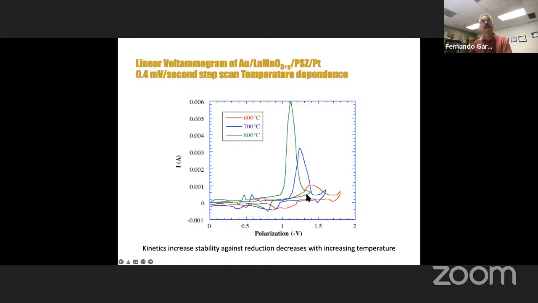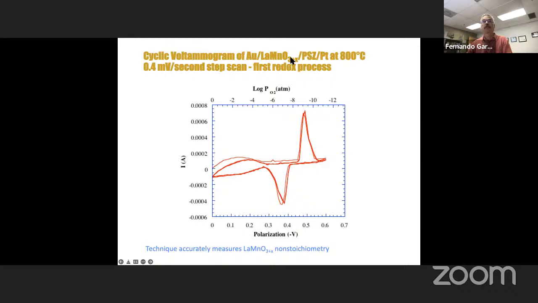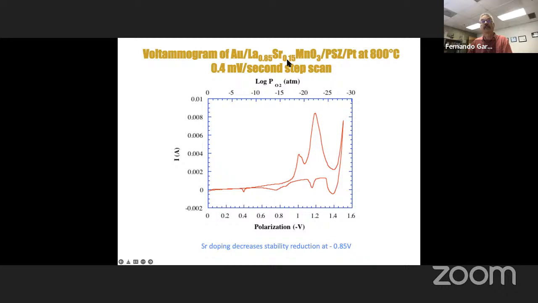There is a first reduction peak, which corresponds to this oxygen 3 plus X, which is quite reversible. And we can show here that we can scan back and forth and see the reduction and reoxidation of the lanthanum manganite back and forth by cycling. So it can measure the non-stoichiometry and show the reversibility of the kinetics. Here, when we dope it with strontium to improve the electronic conductivity and the catalytic activity, we can see that we have reduced the stability of the material. It starts reducing at a lower effective oxygen partial pressure. So these techniques are quite valuable.